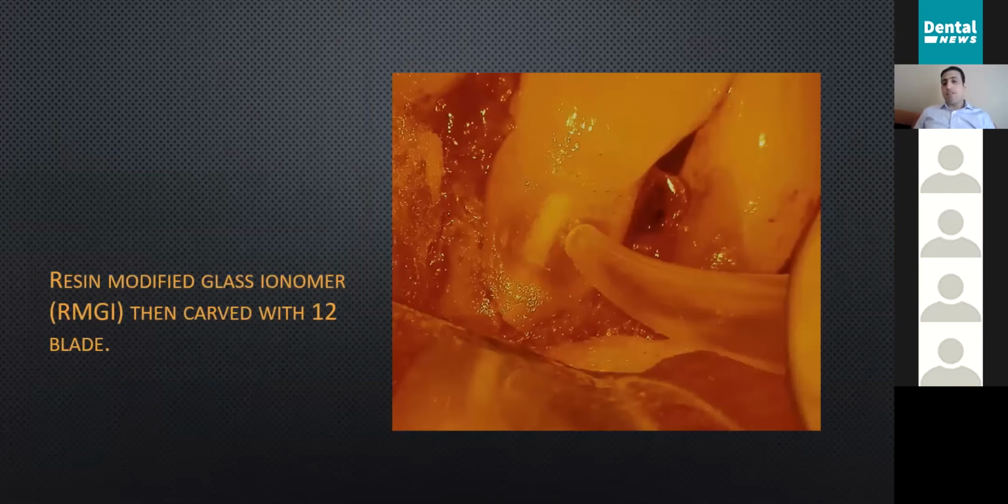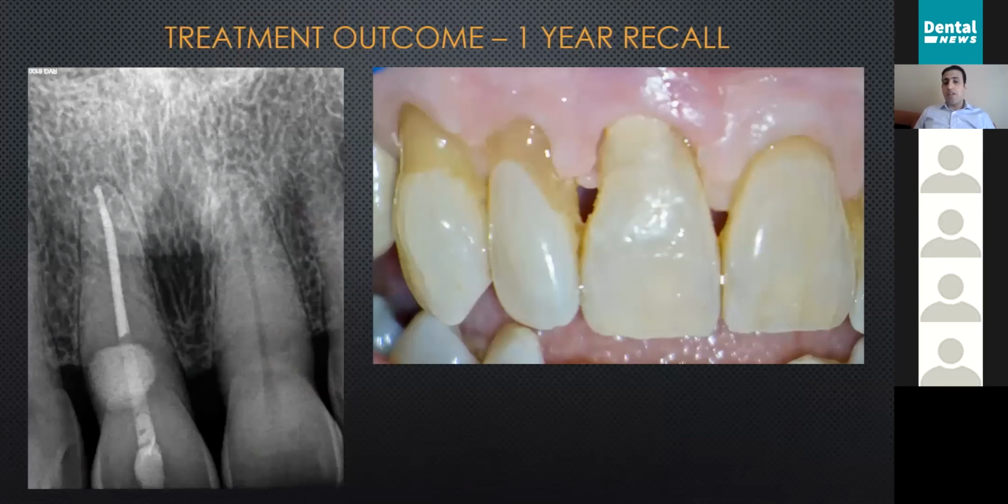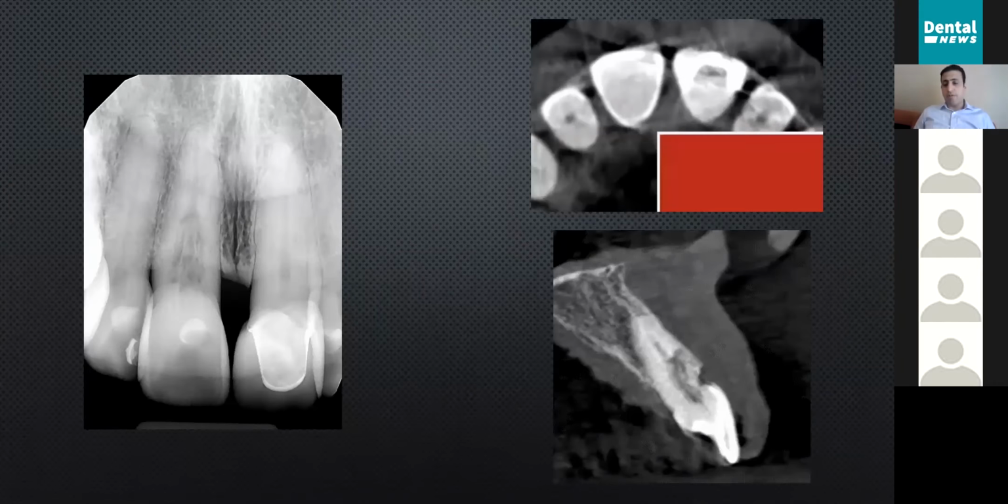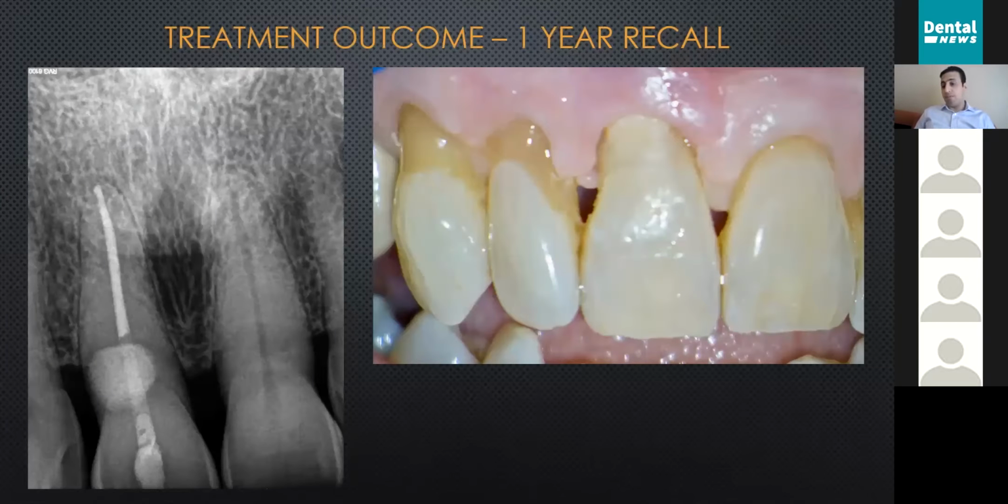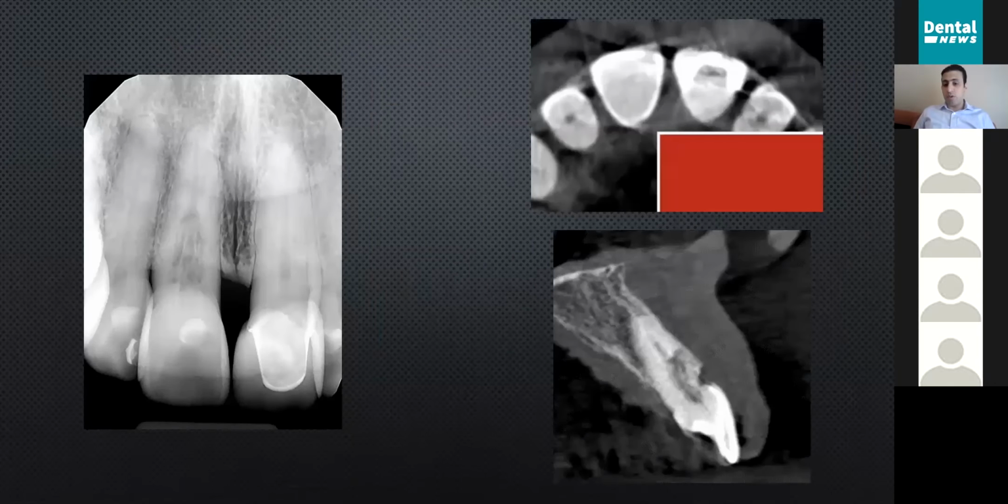And with this case, resin modified glass ionomer was used to seal the defect. And you can see here with the post-op that the tooth is saved for the patient. And again, the patient needs to be highly motivated to save the tooth.